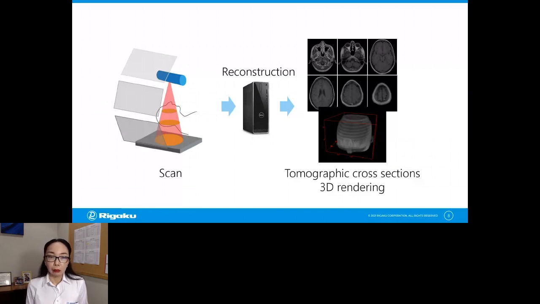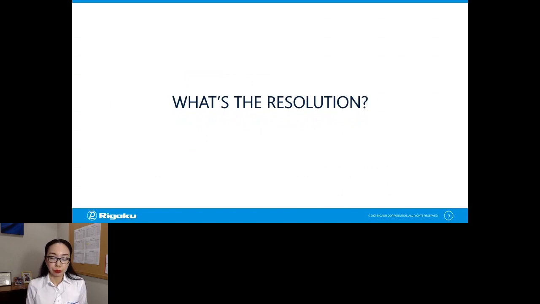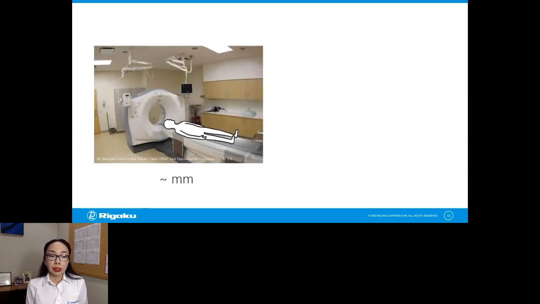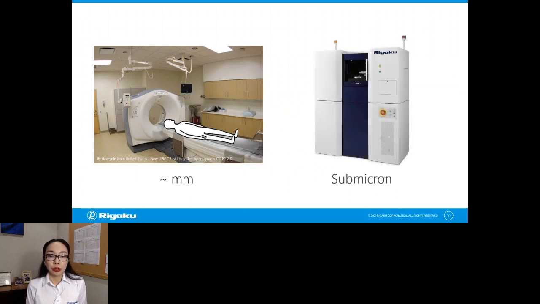Now, this is an imaging technique, so you might be wondering, what's the resolution? Some of you might be more familiar with a medical CT scanner like this one. And this one has about a millimeter scale resolution. And that is not enough if you want to look at cracks or delamination on tablets. So you would use something more like this. This is a Rigaku Nano 3DX CT scanner, and this particular model can go down to submicron resolution.